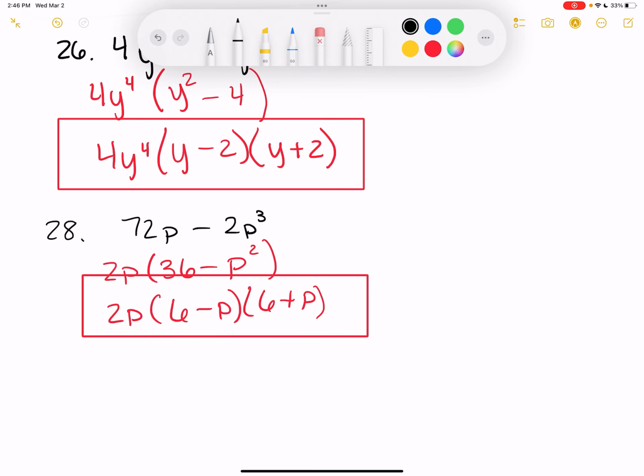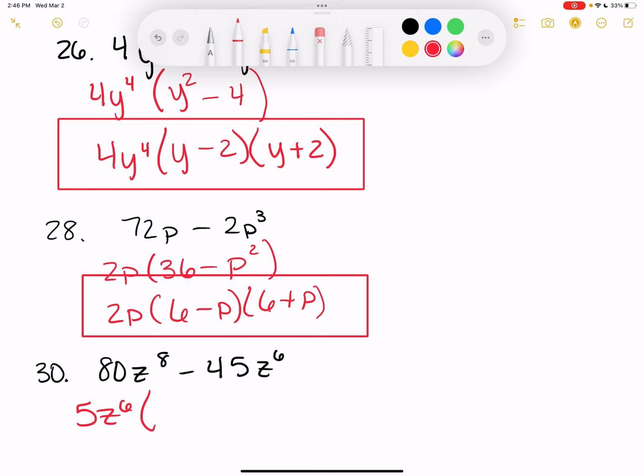All right, 30. 80z to the 8th minus 45z to the 6th. There you go. You can take 5. I was just making sure there weren't any other things. So, 15. No, that would be 75. So what does that leave me with?